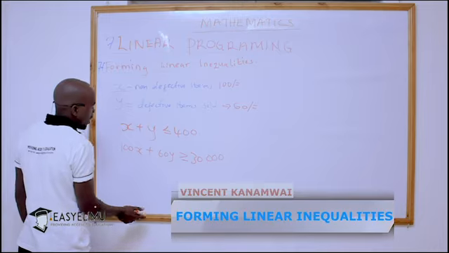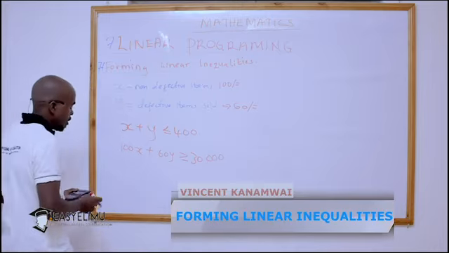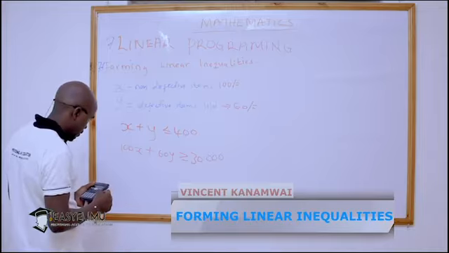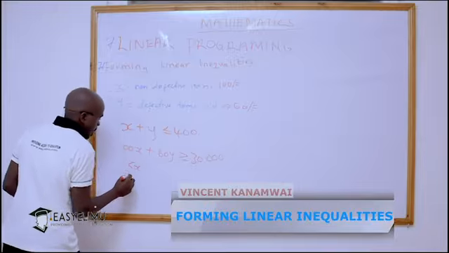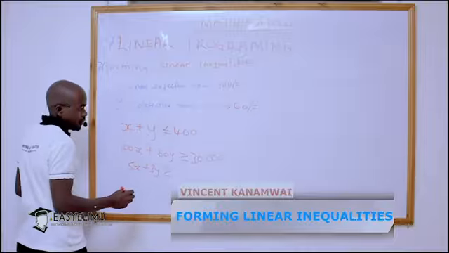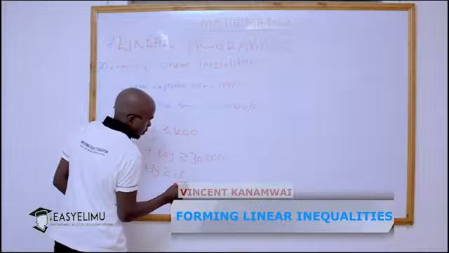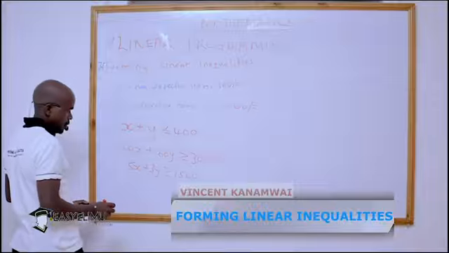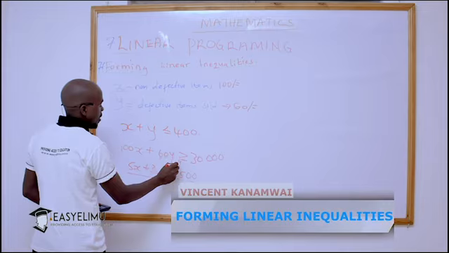So if we simplify here, we are going to get, let me think of the little one. If it is equal to 1500. So this one is amounting to that.